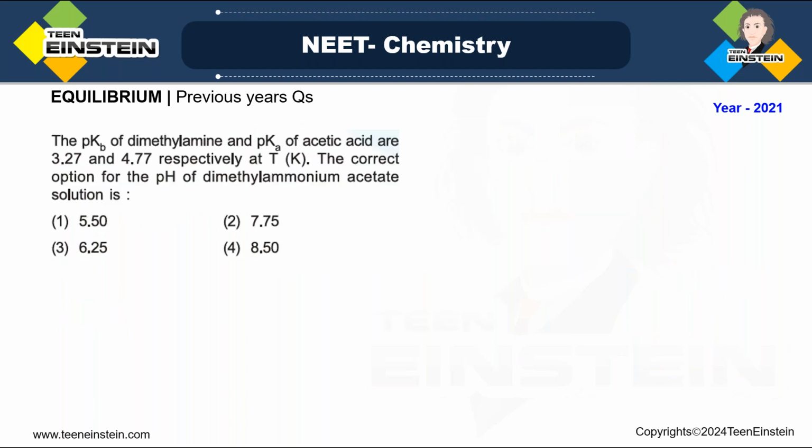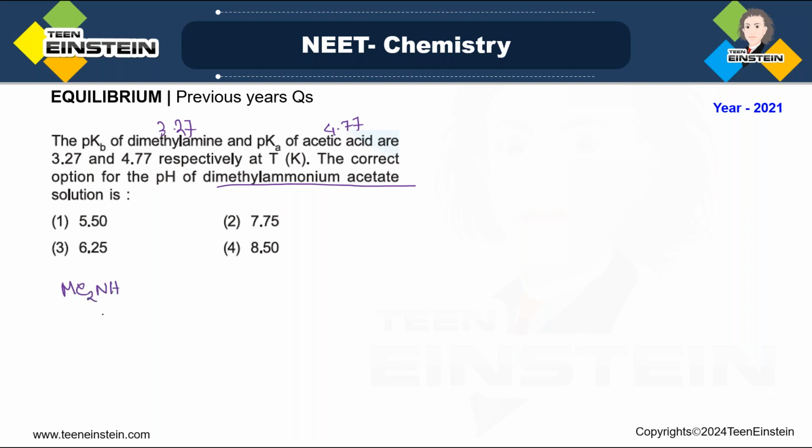pKb value for dimethylamine and pKa of acetic acid are given as 3.27 pKb for dimethylamine, and 4.77 for acetic acid. What is the correct option for pH of dimethyl ammonium acetate solution? So this is basically the salt that will be produced by the reaction between these two. So what is the reaction happening here?